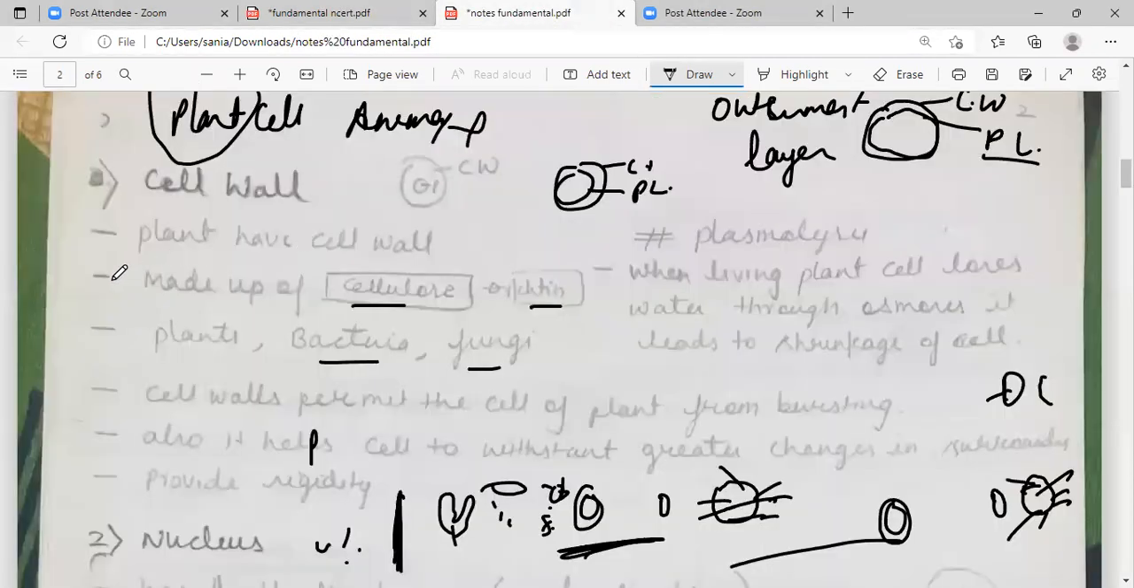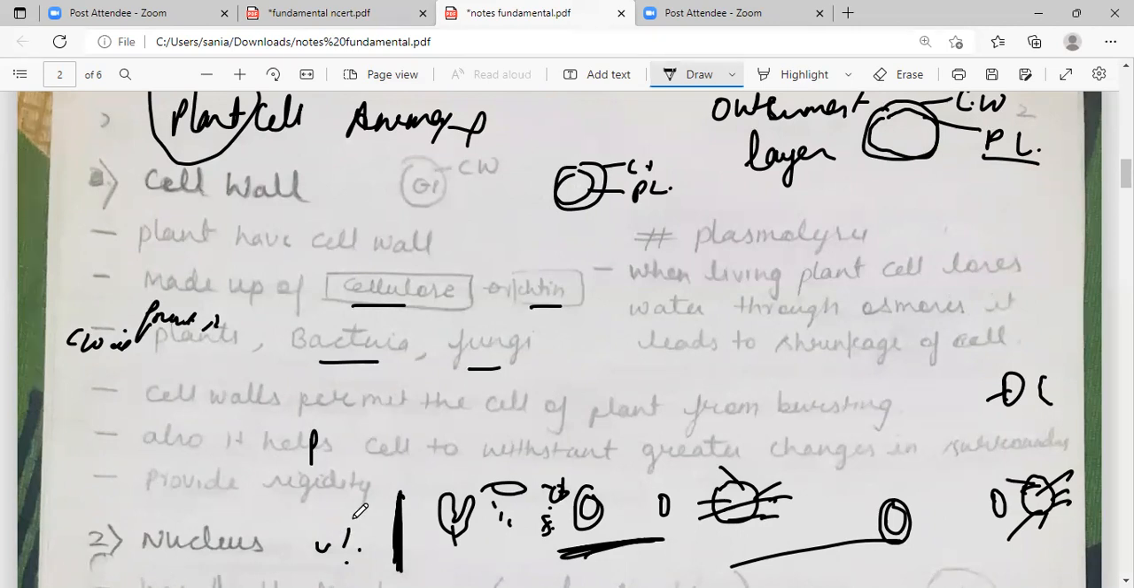Next point you will write: it is made up of cellulose or chitin. Okay. Then you will write: cell wall is present in plants, bacteria, fungi. Then: cell wall permits the cell of the plant from bursting, and also it helps the cell to withstand great changes in the surroundings, and next, provides rigidity.